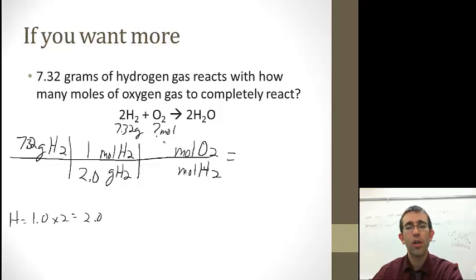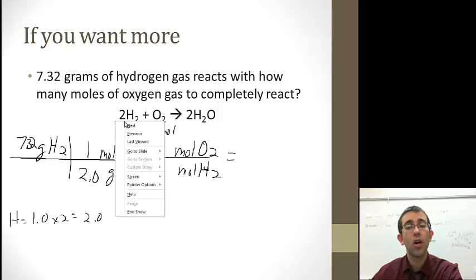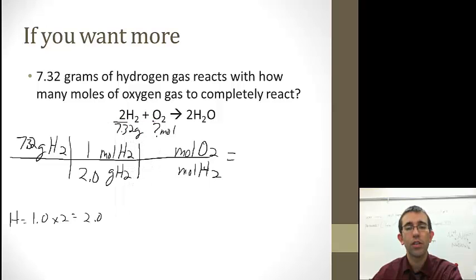Mole and mole together. Where do you find the numbers? Hopefully you said coefficients. So H2, my coefficient here is 2. O2, my coefficient is 1. So once again, mole and mole, coefficients. Alright, grams of H2 cancels out. Moles of H2 cancels out. I'm left with moles of oxygen.